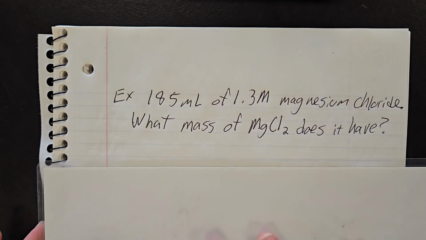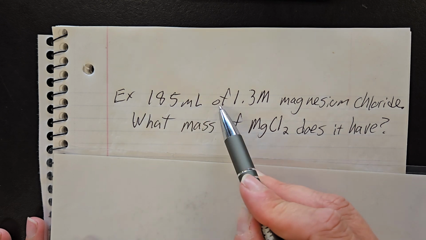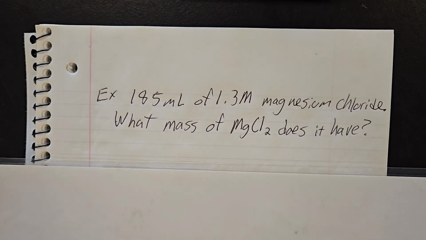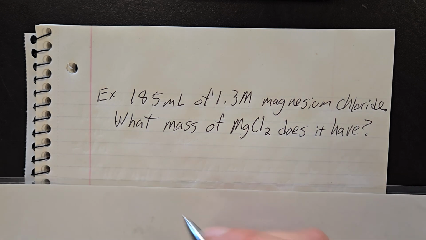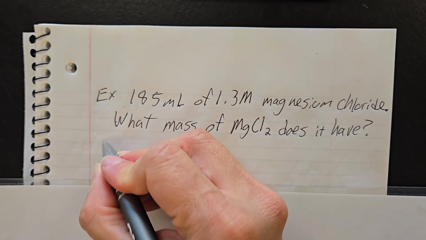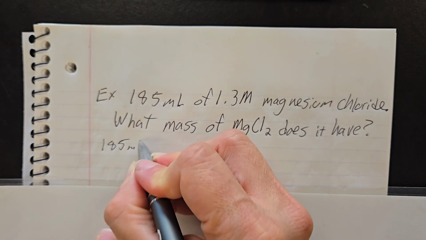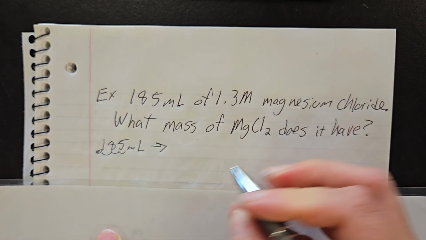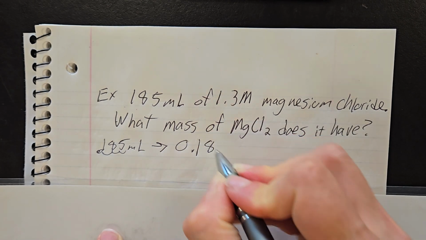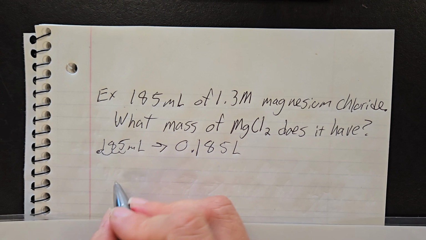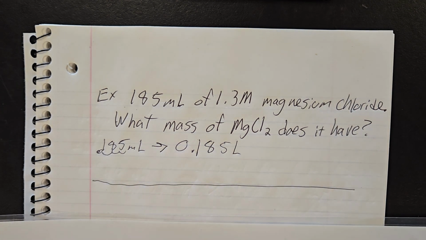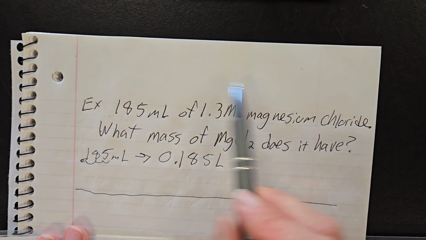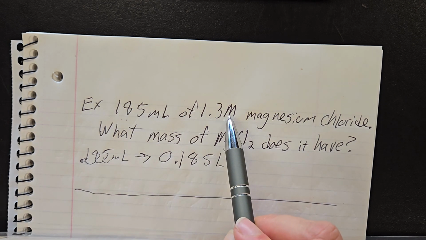Okay, so what can we do with that? Here's our problem. I have 185 milliliters of 1.3 molar magnesium chloride, and I want to know what mass of magnesium chloride that is going to contain. We start by taking the 185 milliliters and turning it into liters, so again 1, 2, 3, 0.185 liters. We draw our line, and that's our starting value. We're given two numbers, but this molarity is never the starting value. This is always a conversion factor.